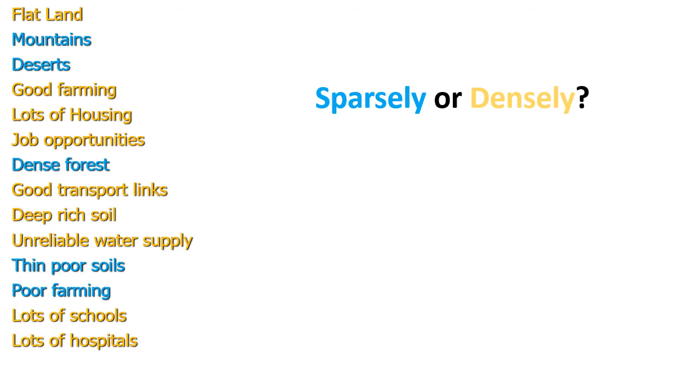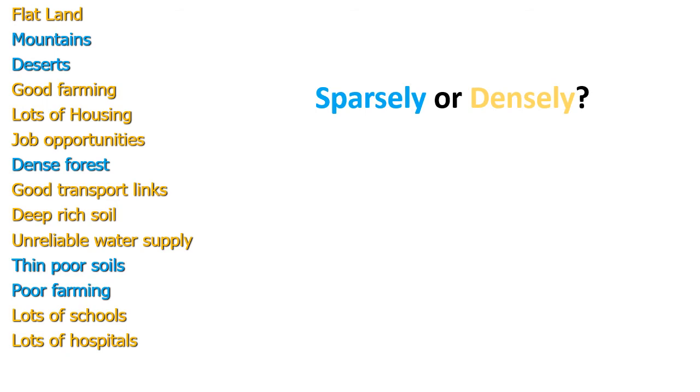Good farming. It might be good farming because there's good rich soil, good flat land, easy to grow crops. So the soil's very good. So if you've got a really good food supply, more people are going to live there. They'll want to live there because they can make their living out of farming. They can provide for their families out of the farmland.